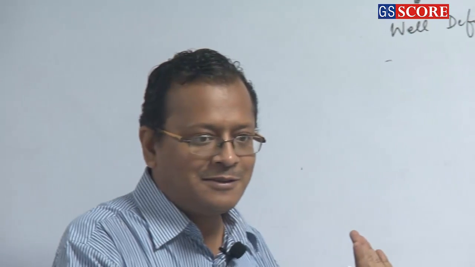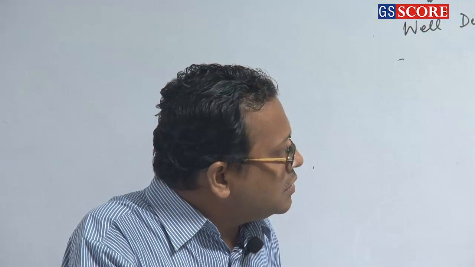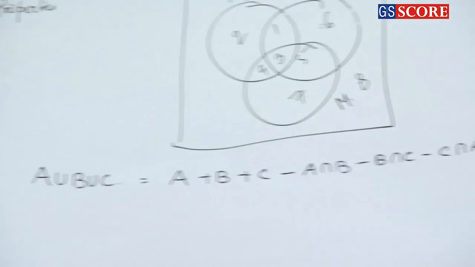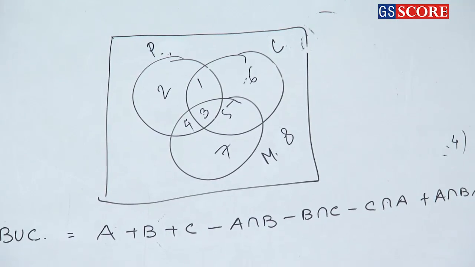Okay. How many students pass in at least 2 subjects? At least 2 subjects. 13, that is, 5 plus 4 plus 3 plus 1. At least 2 subjects. Clear or not?